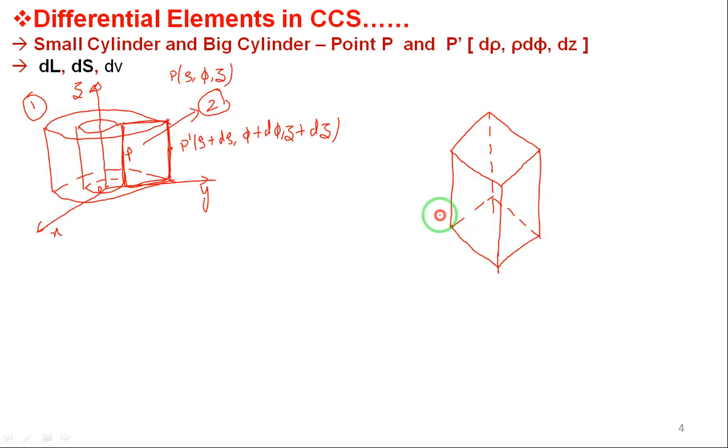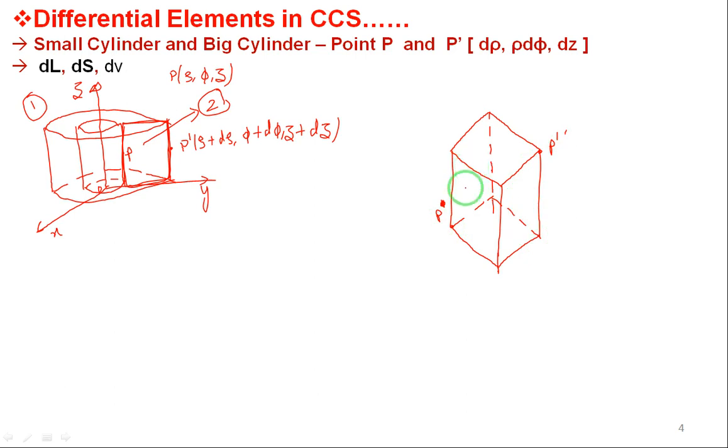Okay, point P, on the smaller cylinder. This back face or surface contains point P, sorry, not P dash, P, whose coordinates are rho, phi, z. And let me take another point P dash on the front face anywhere here at the diagonal, whose coordinates are rho plus d rho, phi plus d phi, z plus dz, on the front face, the bigger cylinder. This is the surface of the bigger cylinder.